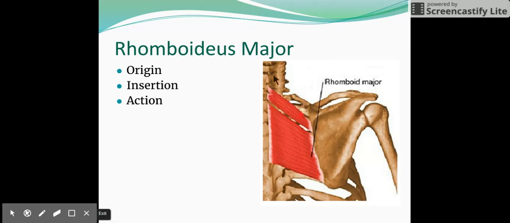So that is our first section of muscles. We covered back and shoulder, and we talked a lot about the rotator cuff and what it means for a muscle to be part of a muscle group.